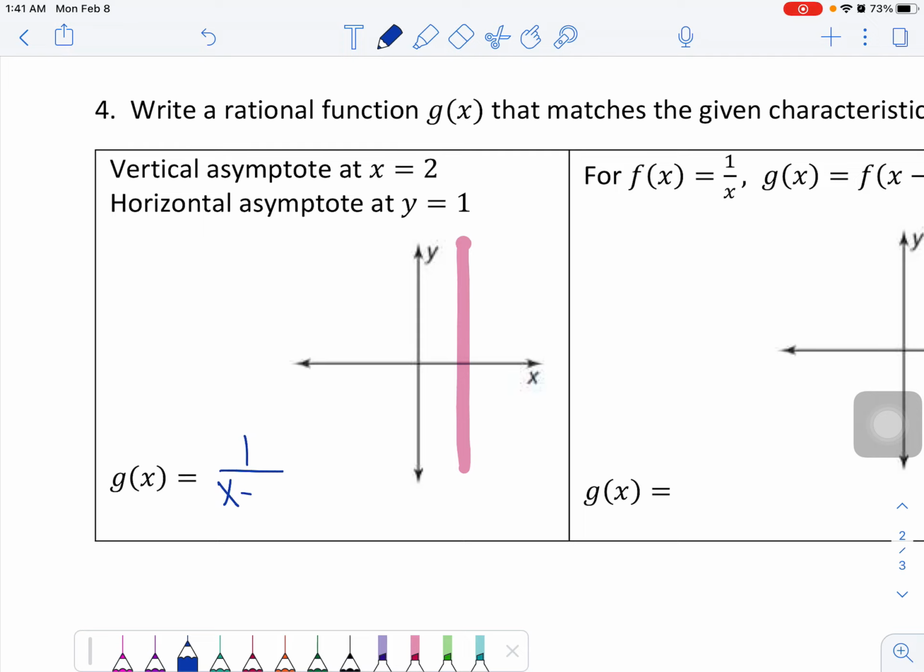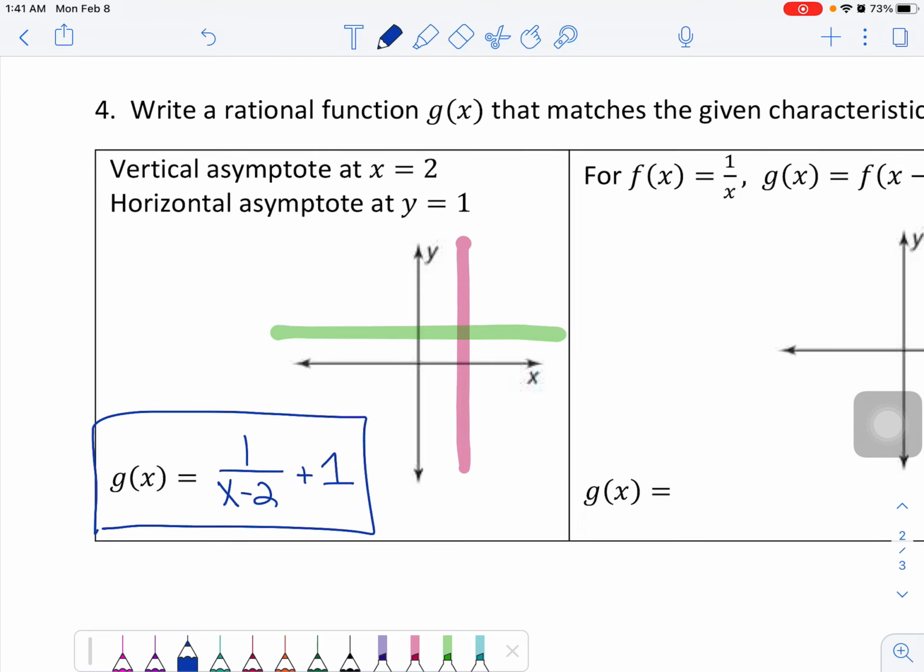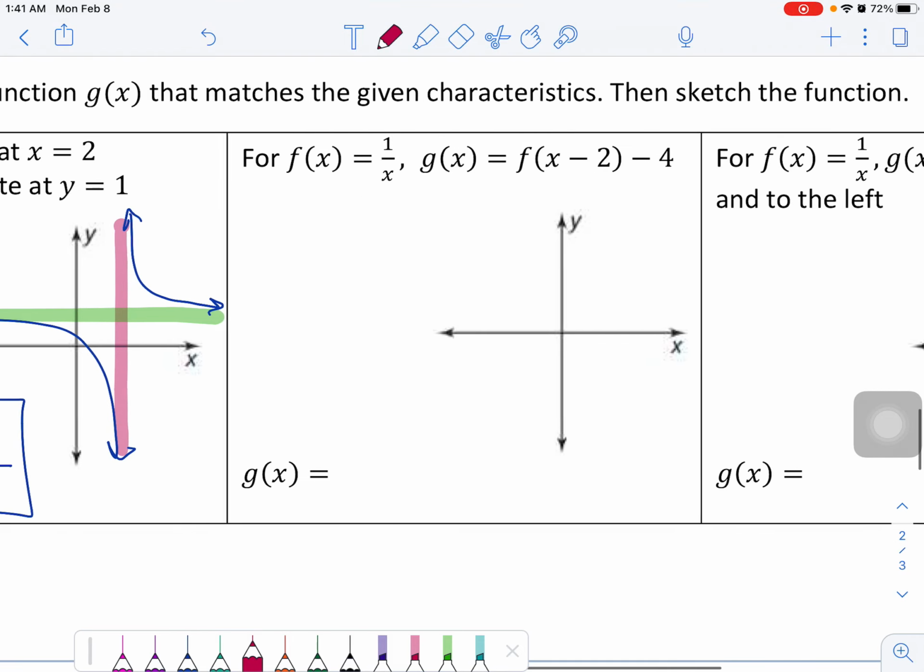So 1 over, shifting to the right 2 means that I would have had x minus 2. And then a horizontal asymptote at 1 means I shifted up 1 vertically. Shifting up 1 vertically means I had to add 1. So there's my equation. That's the function g of x, and I want to graph it. So let's go ahead and graph it right here and right there. Now these are just sketches. If I wanted perfection, I'd have you put it in Desmos or a TI-84, but the sketch is good enough for this.